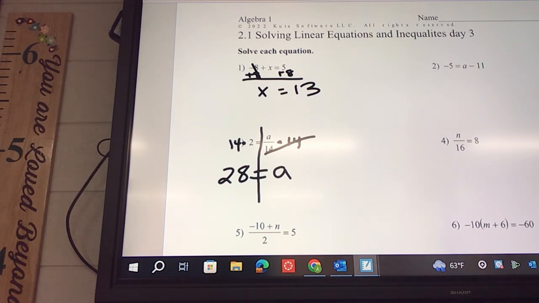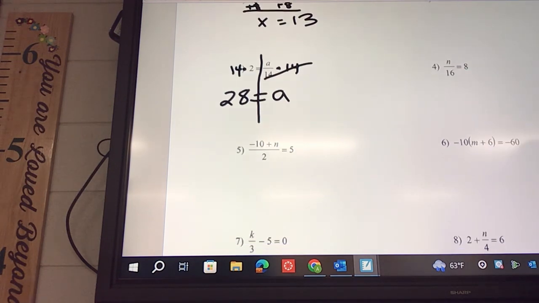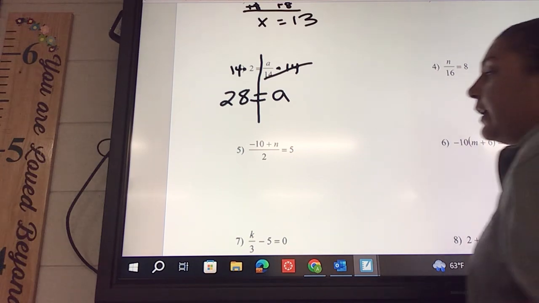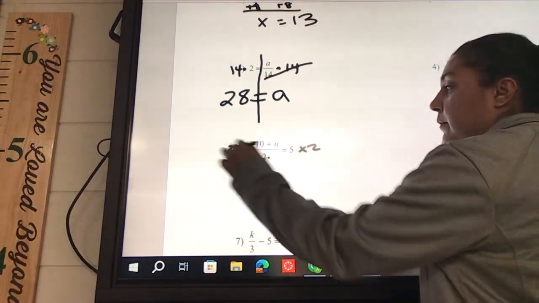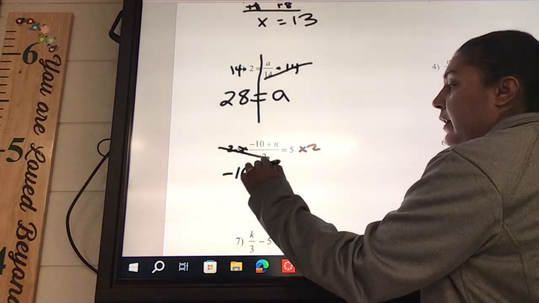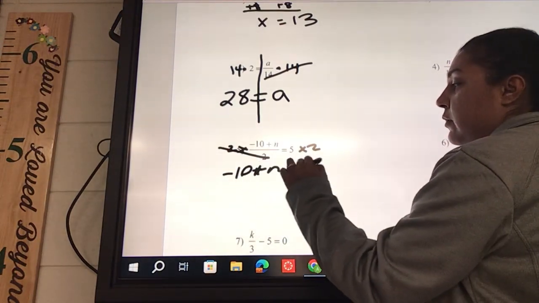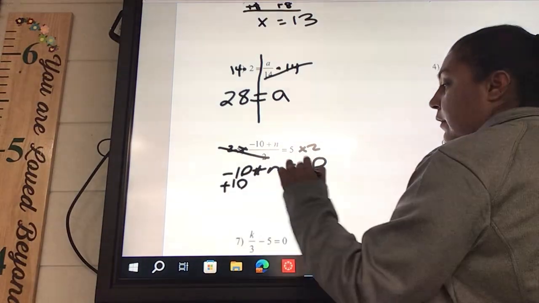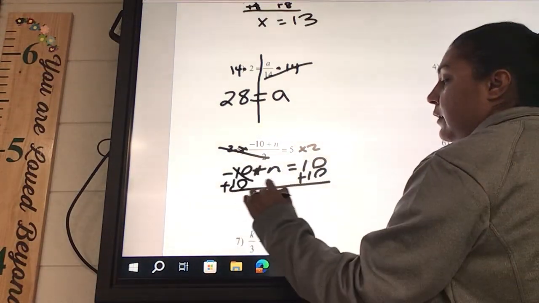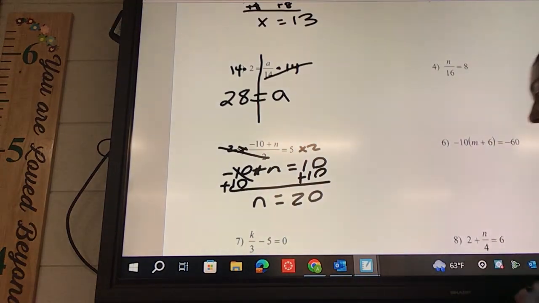Okay. Number 5, what needs done first? Who's the couple? Negative 10 and an n are the couple. So we're going to say times 2, times 2. I got negative 10 plus n equals 10. Okay, now we need to break up that couple. And so what needs to happen now? Add 10. So I got n equals 20.